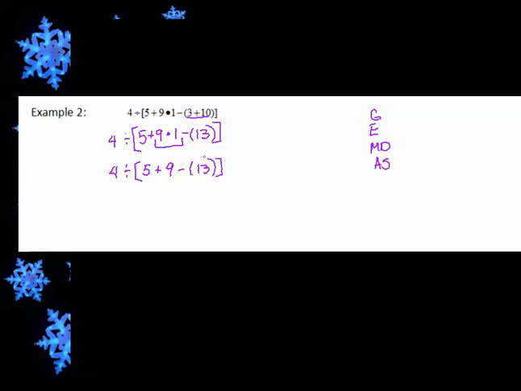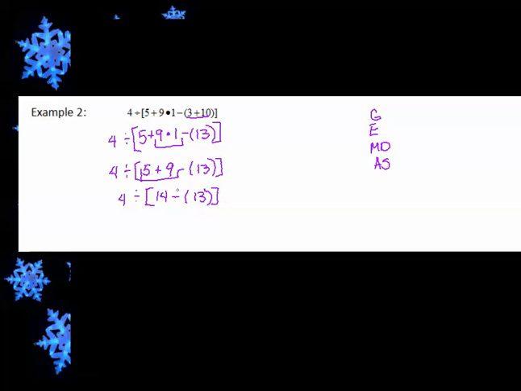Then I still have groupings, so I'm still working within my groupings. Am I going to add or subtract first? I'm going to add because it comes first in line. 5 plus 9 is 14, bracket, divided by 4, minus 13 bracket.